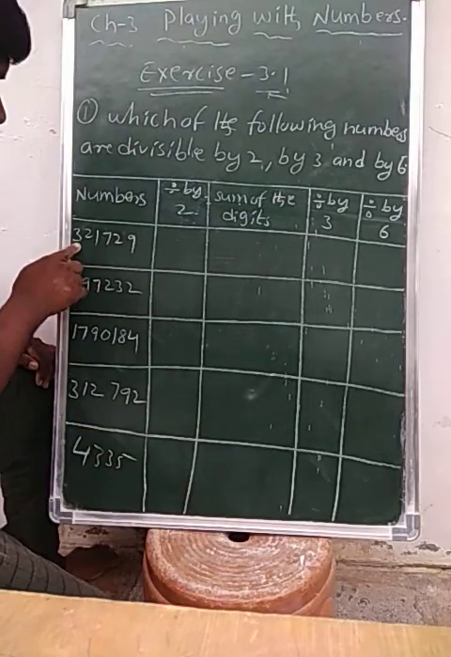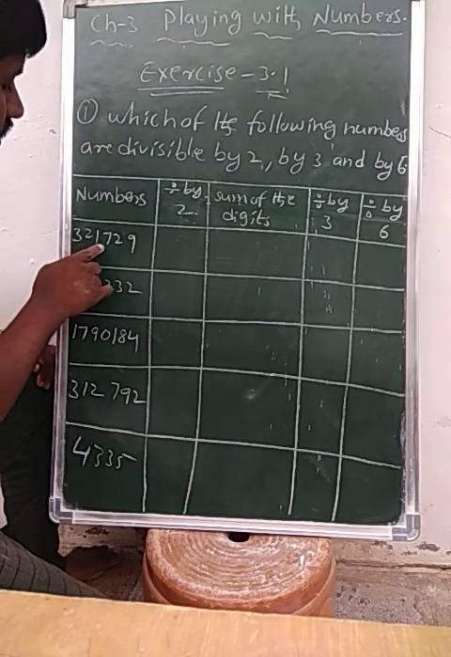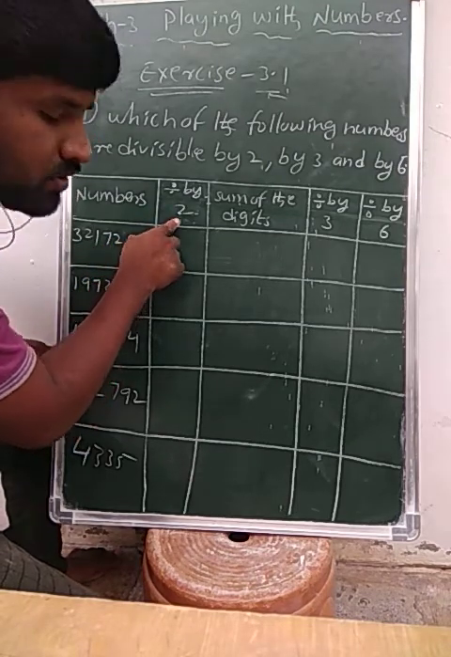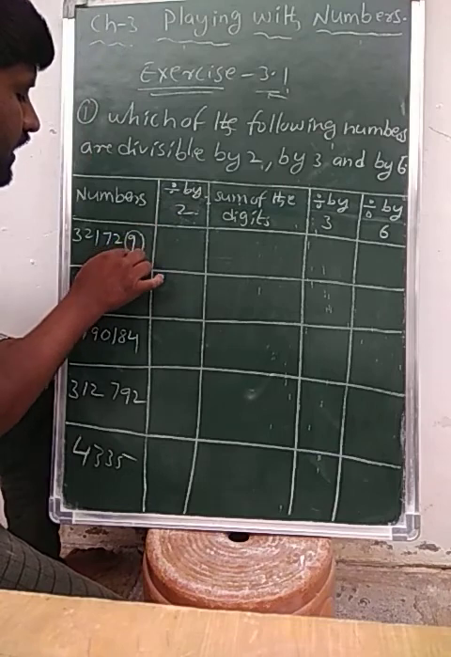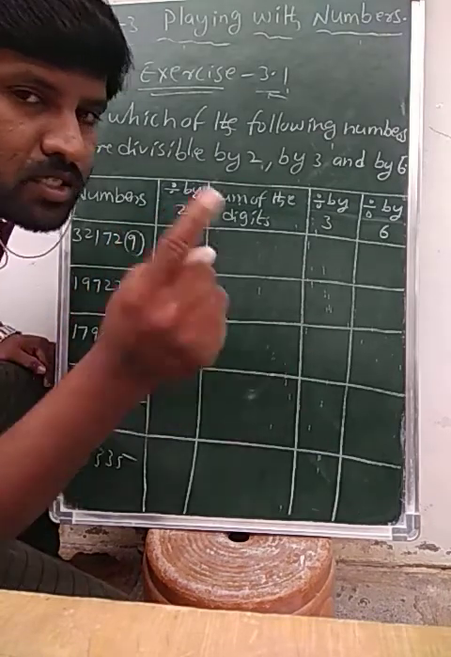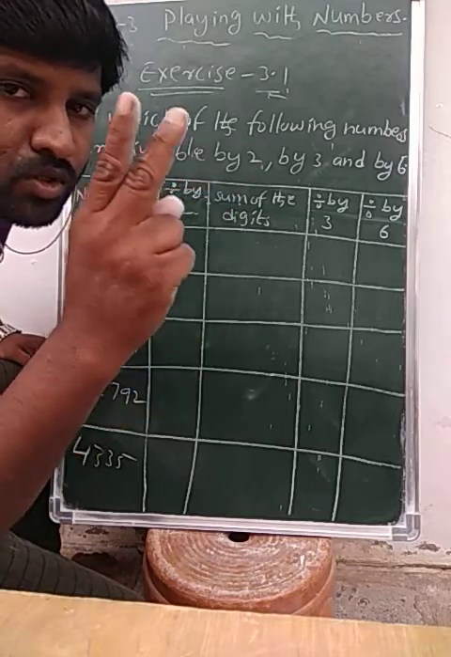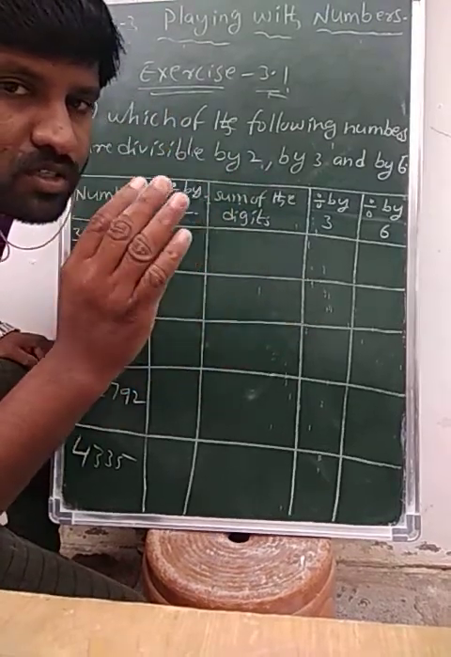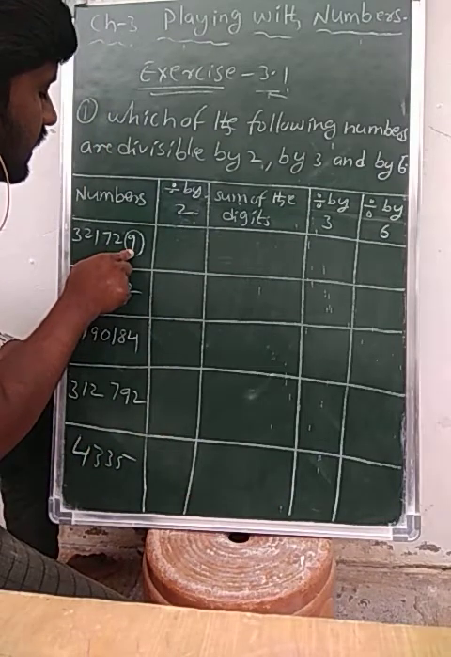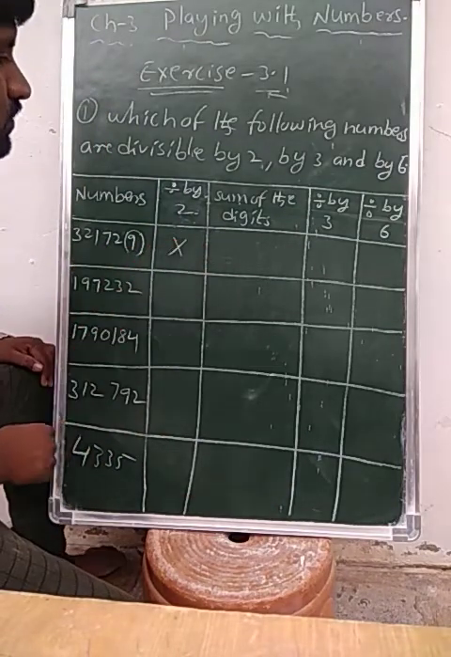The number 3,21,729, which is divisible by 2? No, because the unit place digit is 9. If a number is divisible by 2, the unit place digit should be either 0, 2, 4, 6, 8. So your unit place digit is 9, that's why it is not divisible.